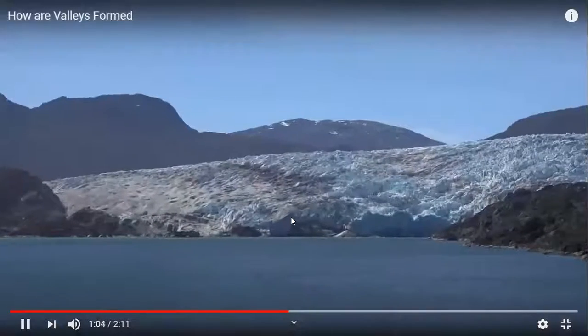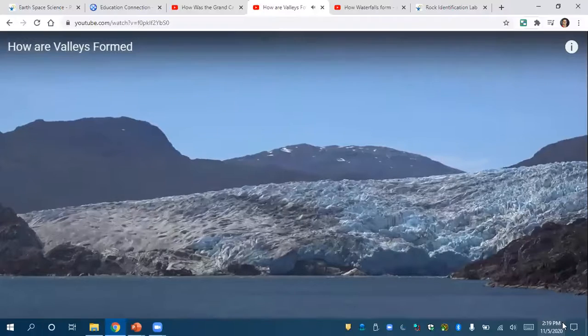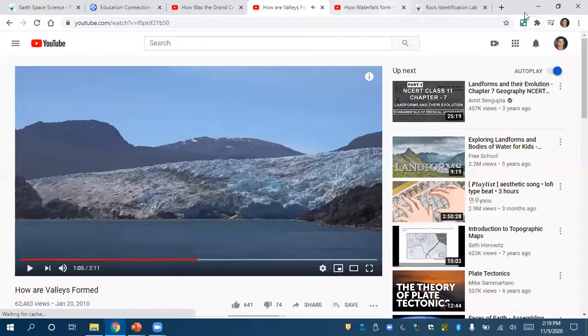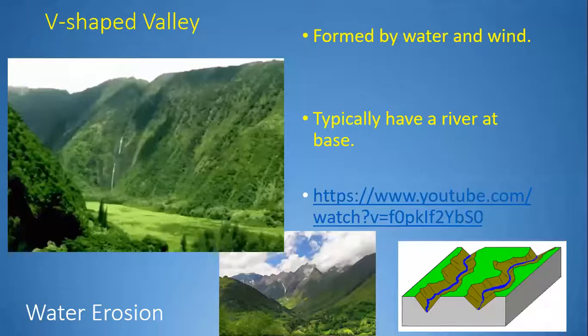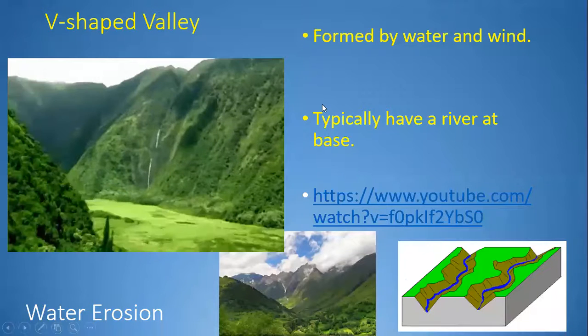There's also glacial valleys. So again, we watched half of that. Hopefully that's not too much where YouTube gets mad at me for that. Again, just a little example there. You can watch the entire video when I post it on Canvas after school today.